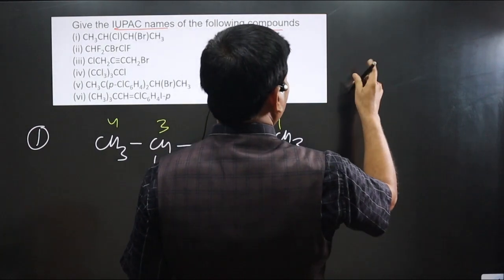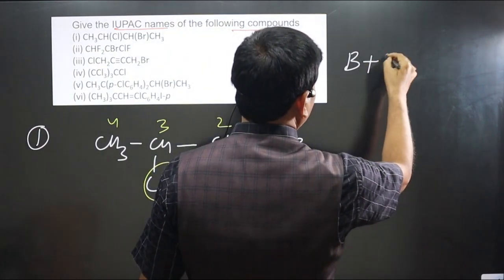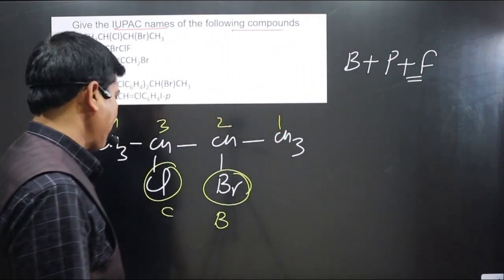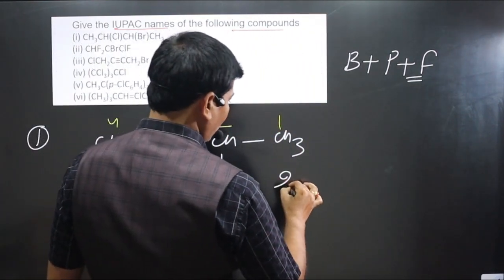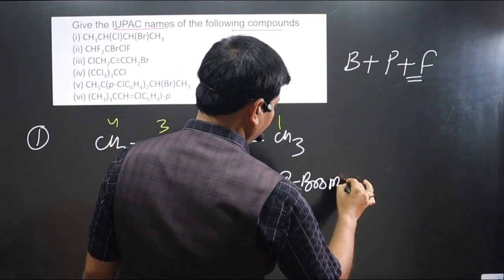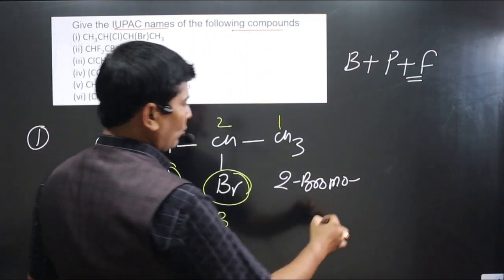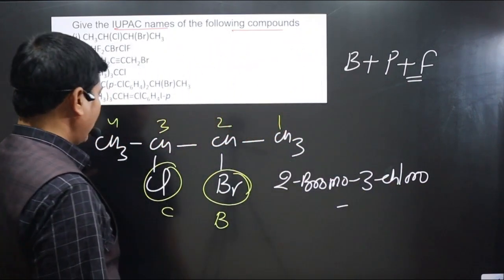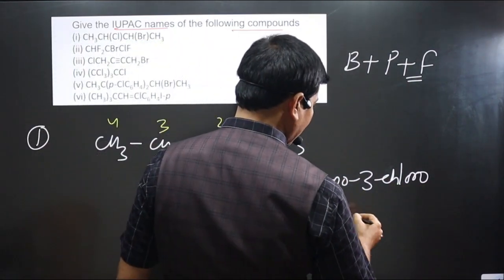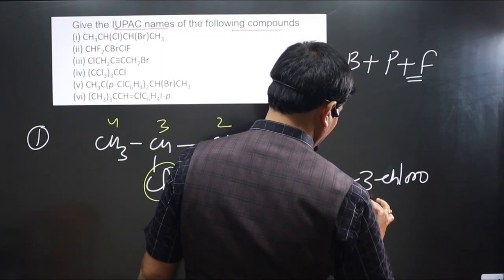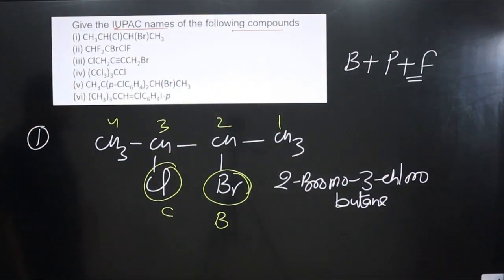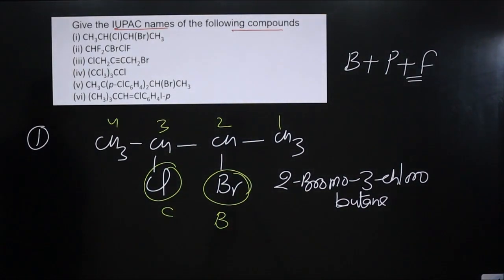First we have branching in alphabetical order, then parent chain, and then we use the functional group suffix. So the name is 2-bromo, and 3-chloro, and then in the parent chain 4 carbon we mention butane. So 2-bromo-3-chlorobutane. Move on to the next one.